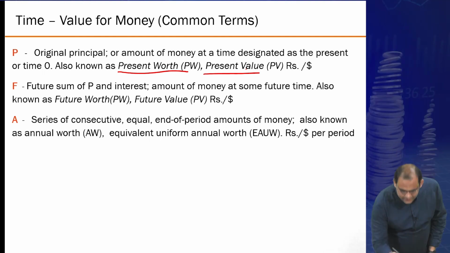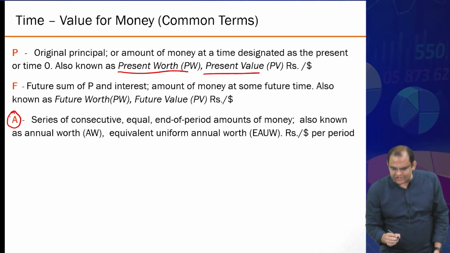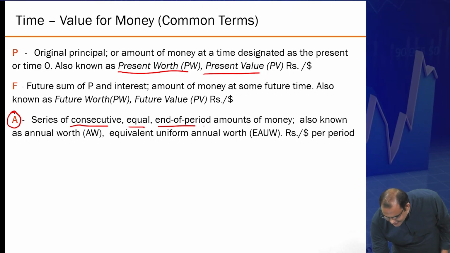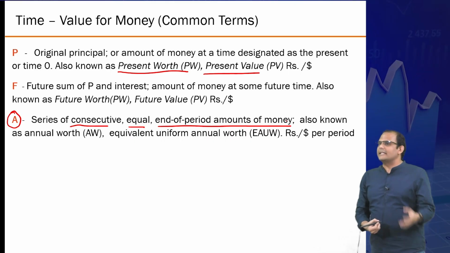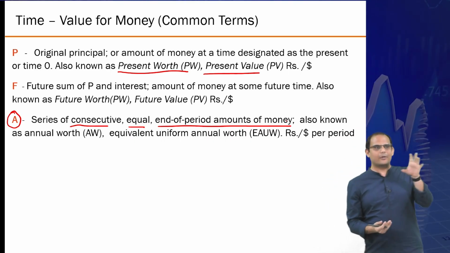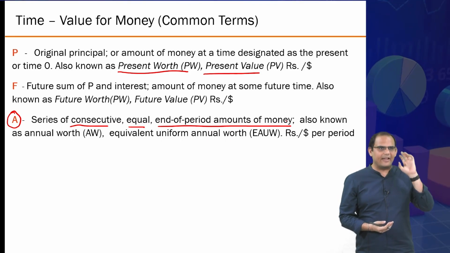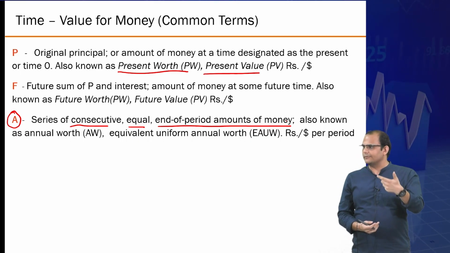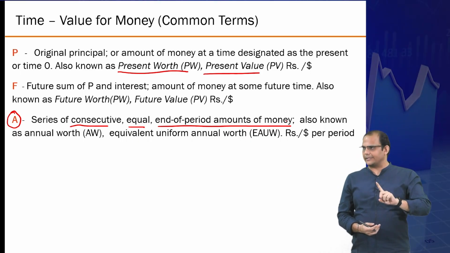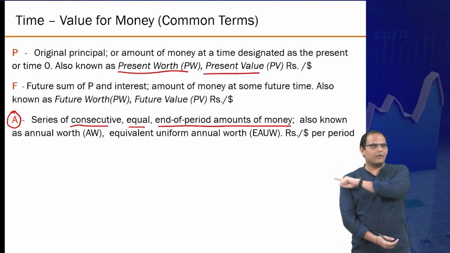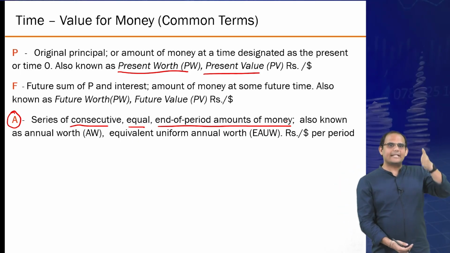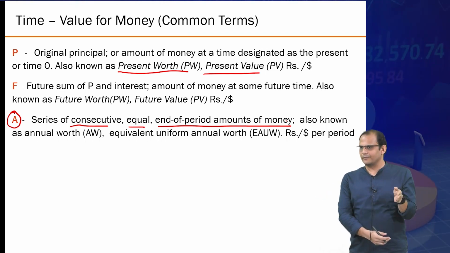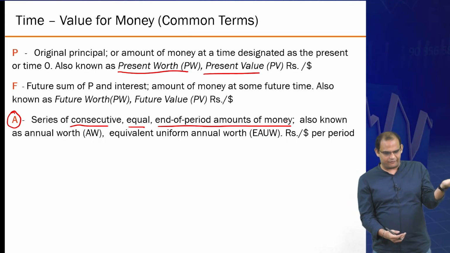A is also a common term, capital A. It's essentially a series of consecutive equal end of period amounts of money. In simplistic terms, let's say you borrowed a car loan of 5 lakh rupees, whatever the interest rate is. Typically, you are expected to pay an equal amount as your installment every month. That installment is a very good example of what we denote as A. So you are paying every time period the exact same amount throughout. So it's a very special type of cash flow series, as we call it.